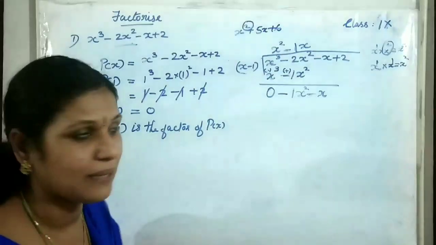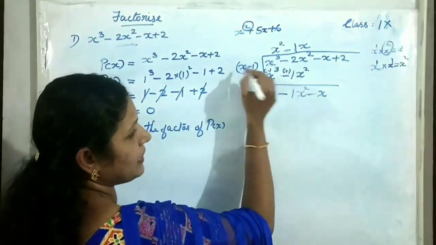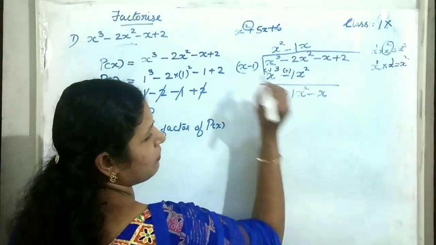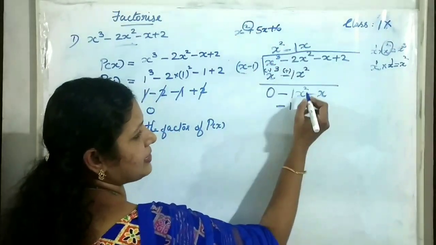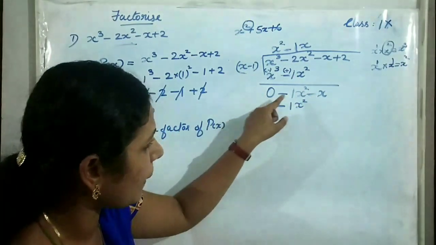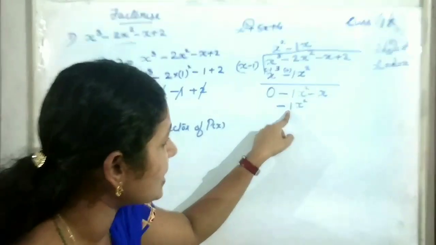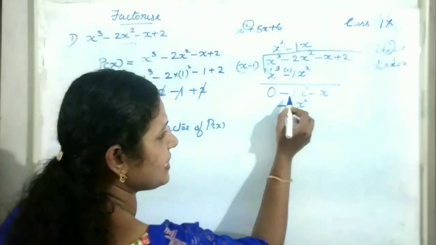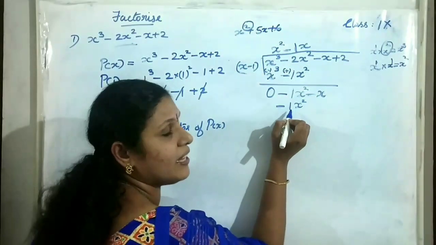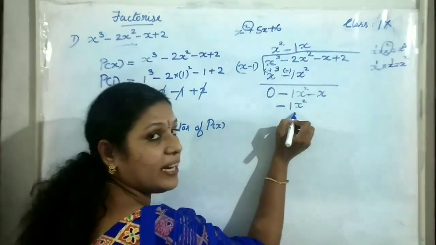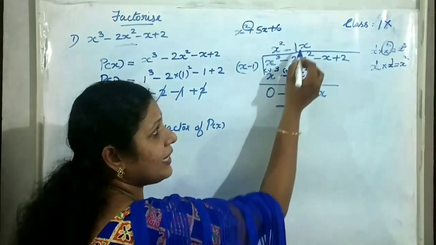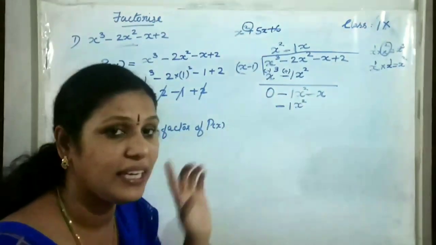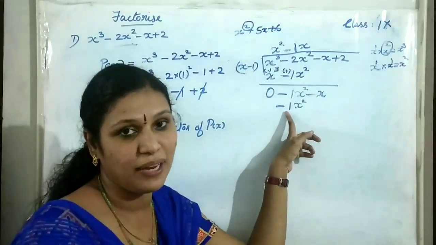Now we multiply. Minus into plus is minus. 1 into this one is 1. X into x is x square. We get the same number in the down. So that's why we write the numbers like this here. We need the same number. Minus 1x square is here, then we need minus 1x square in the down also. Only then does it cancel each other to get the value 0. So that's why we find the value like this.